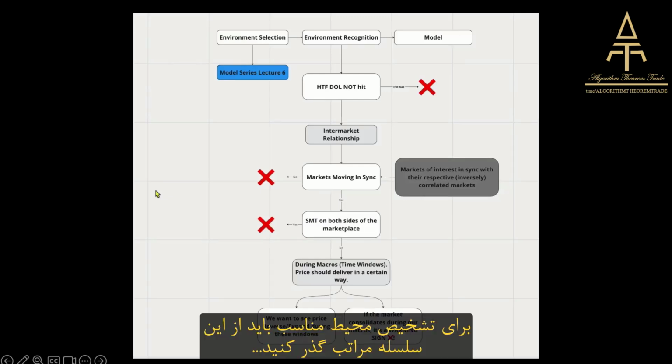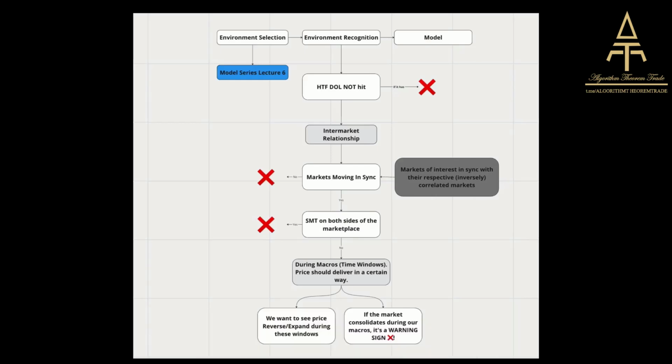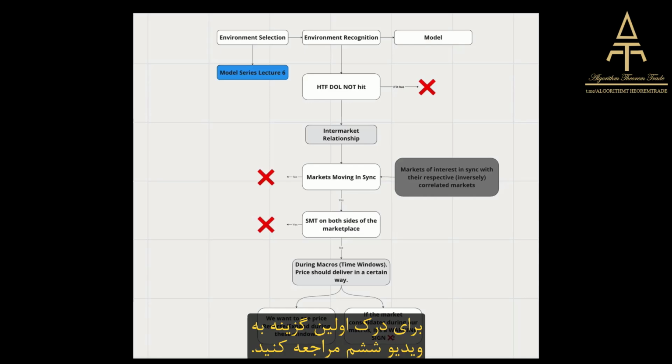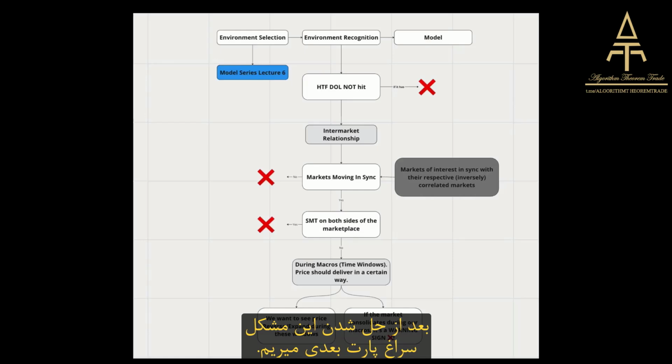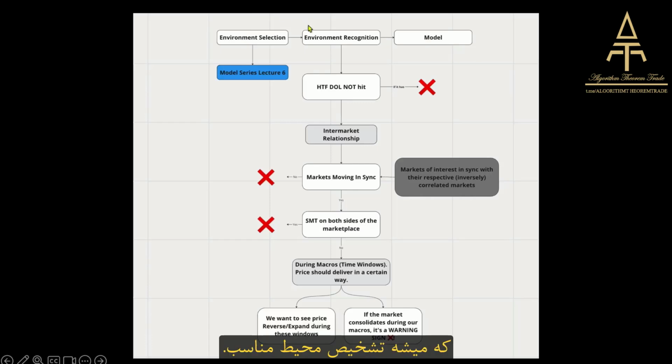Here we are on the representation of the whole sequence of events for the environment recognition. As outlined, we always begin with environment selection. For this, please refer to model series lecture 6. After we have deemed that the environment is highly probable, we move on to the next part of the sequence, which is environment recognition.